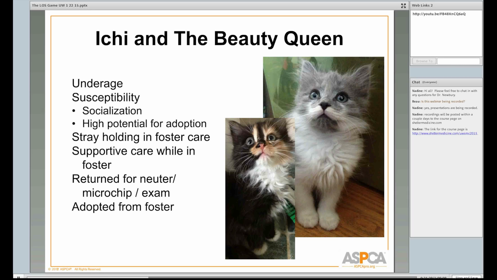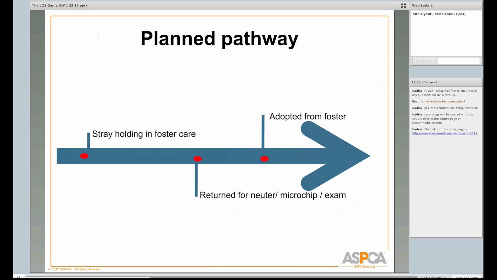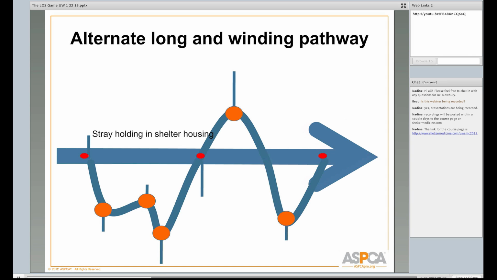We can take these kittens and do their stray holding in foster care. We can give them supportive care while they're in foster. We can return them to the shelter for a neuter, microchip, and exam, and then they could be adopted from foster. And if we did that, look at that beautiful straight shot. And that is, in fact, what those guys experienced, and it was fantastic. These guys spent probably a couple of hours in an animal shelter, and the rest of the time in foster care.